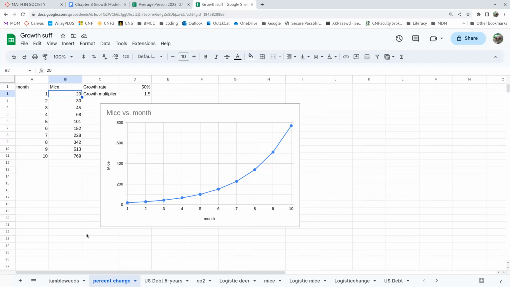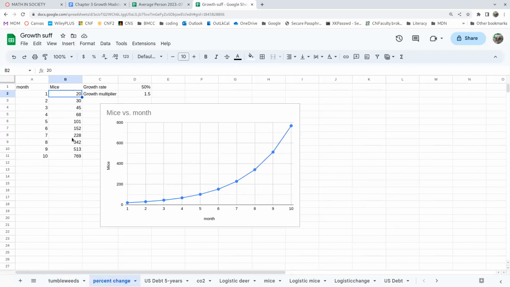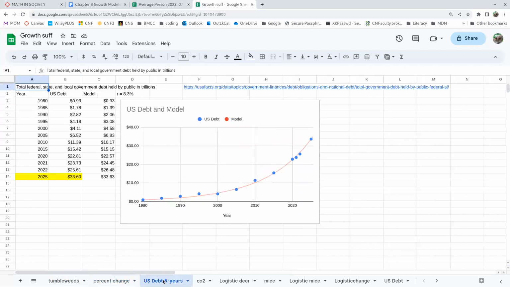Now, the first two examples, they were engineered to be nice, where I'm guessing at 40 tumbleweeds per year increase, or I'm guessing at an increase of 50% per month. So growth rate's 50%. We have this other idea of a growth multiplier you'll take a look at in this chapter. Now, in reality, things don't really line up perfectly.